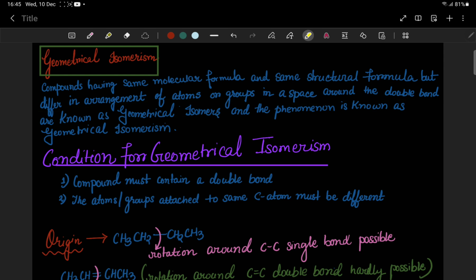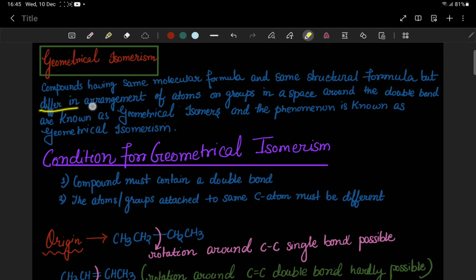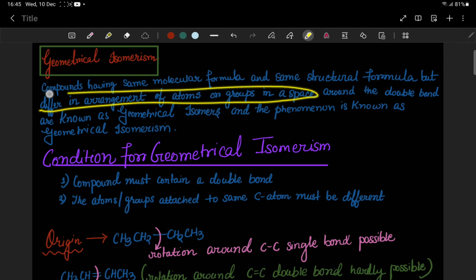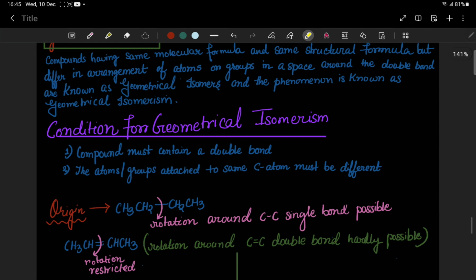So what are the key highlighting points here? Same molecular formula, same structural formula, and different arrangement of atoms or groups in space. This is point 1, this is point 2, and this is point 3. These are called geometrical isomers, and this phenomenon is called geometrical isomerism.